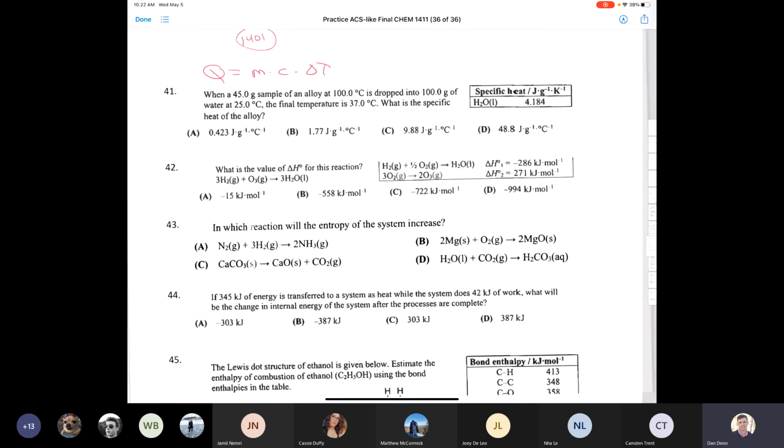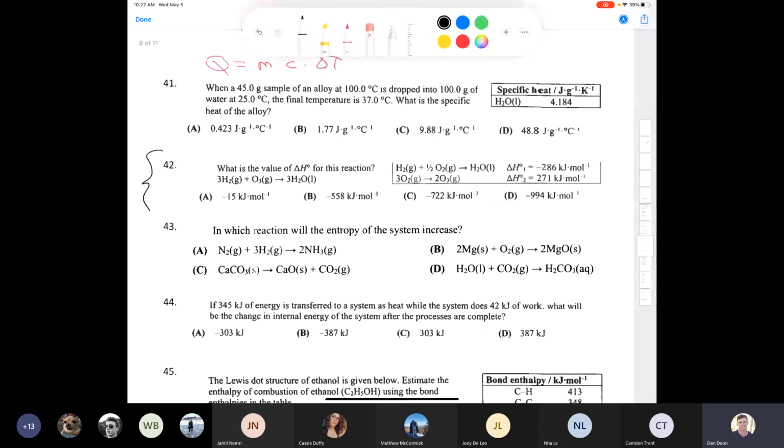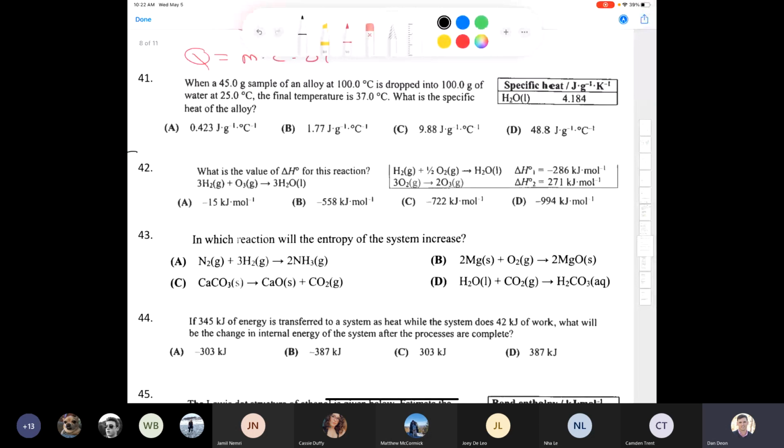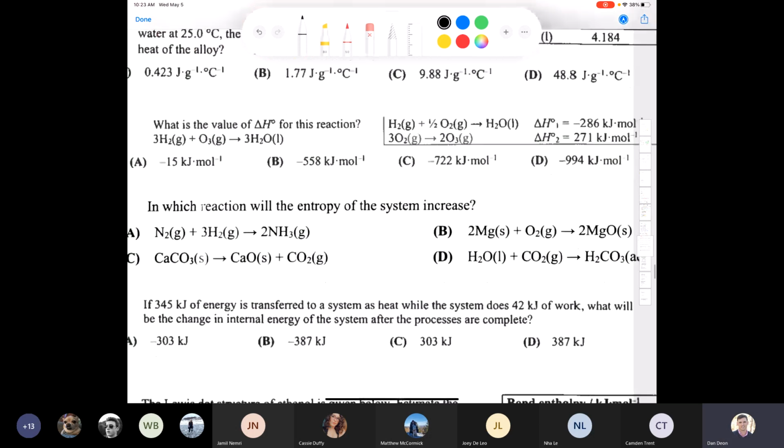Okay, this is a real classic question, right? I asked you questions like this in the thermochemistry section of General Chemistry 1. It says, what's the change in enthalpy for this reaction? 3 hydrogens plus an ozone produces 3 water molecules. They give you the delta H for this first reaction and the delta H for the second reaction. Now, this one's kind of tough to answer without me rewriting the whole dang thing, but I'll do my best.